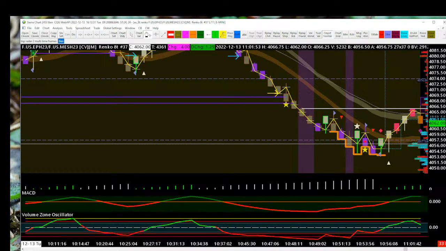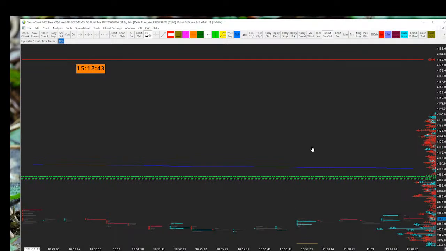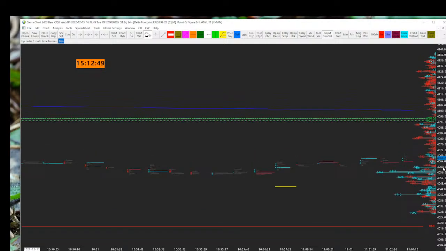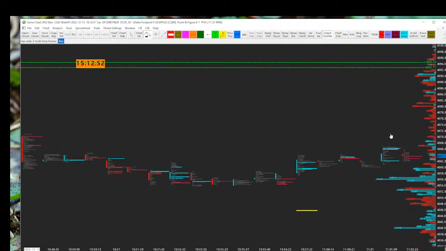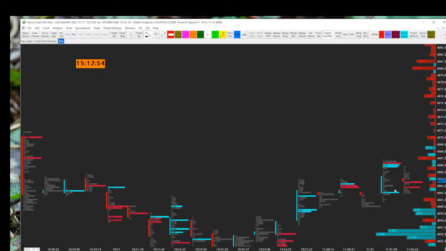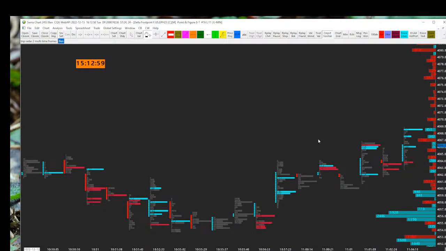Yes, not the profile. I want delta profile. Is that what it's called? Oh, delta footprint. Okay, 1101. So look, if you look at this, and you know how to read a footprint, you'll see the aggression. You know, so it's not like you can't trade it.